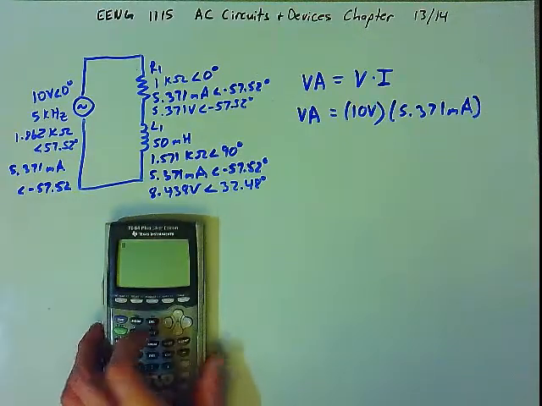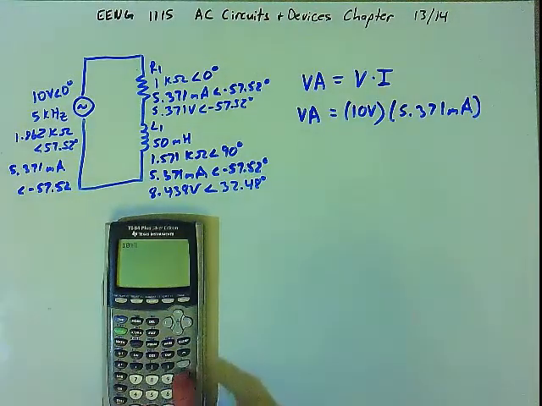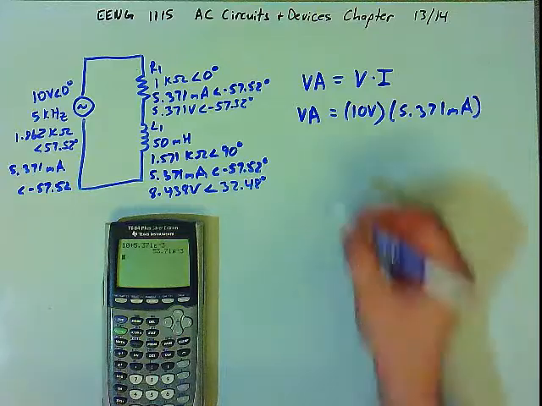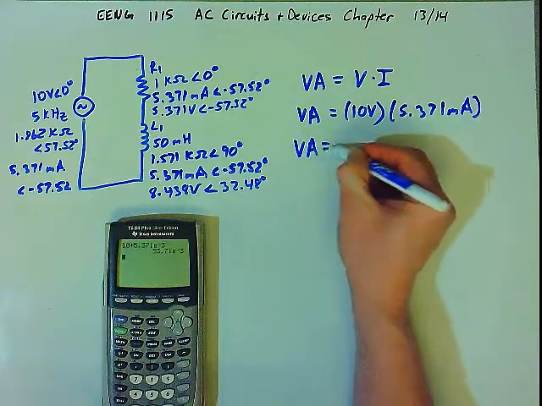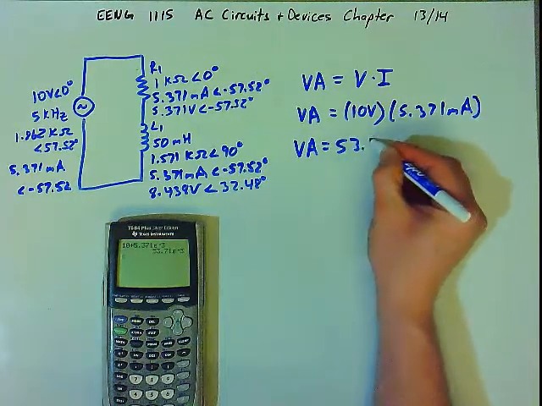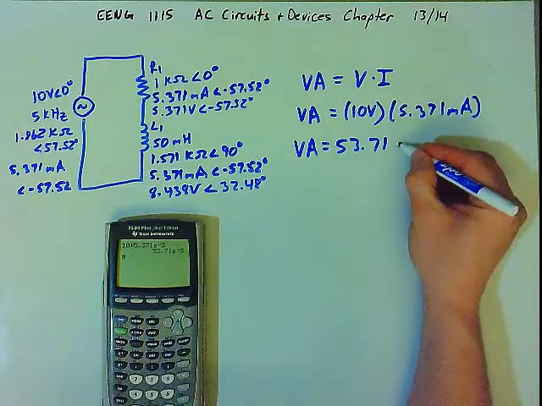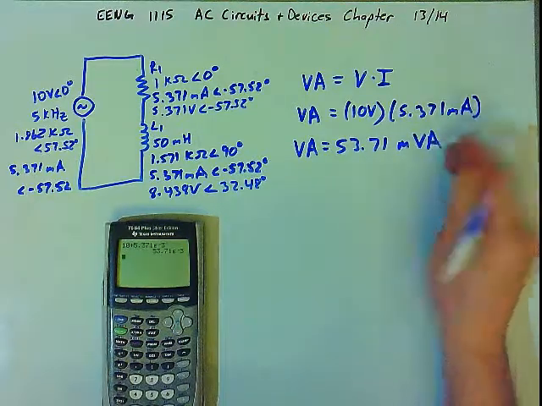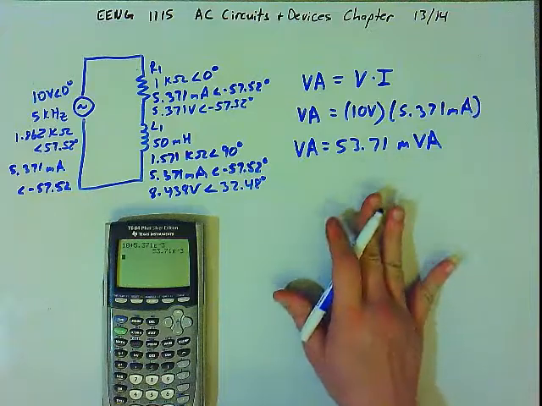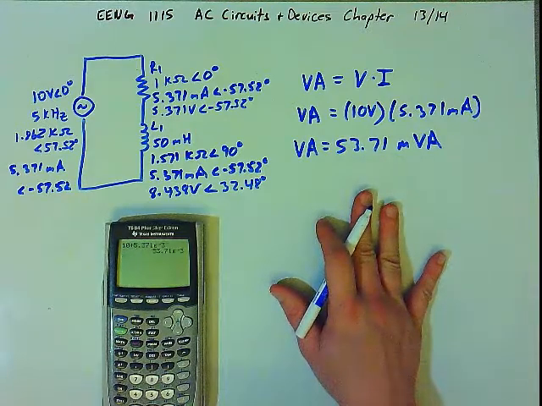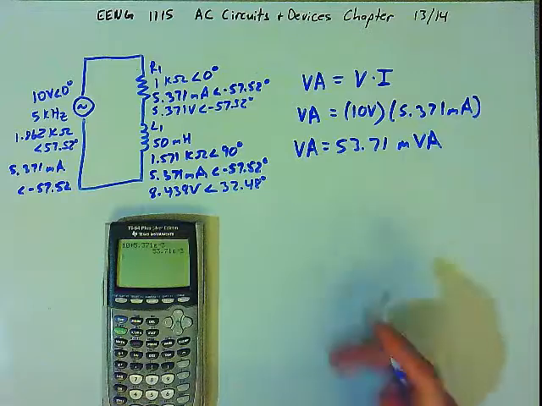And so if we take 10 volts and multiply by 5.371 milliamps, we're going to get 53.71. The volt amps is 53.71, and we call this millivolt amps. This is not in watts because the voltage and the current are not in phase with one another. So we call this volt amps.